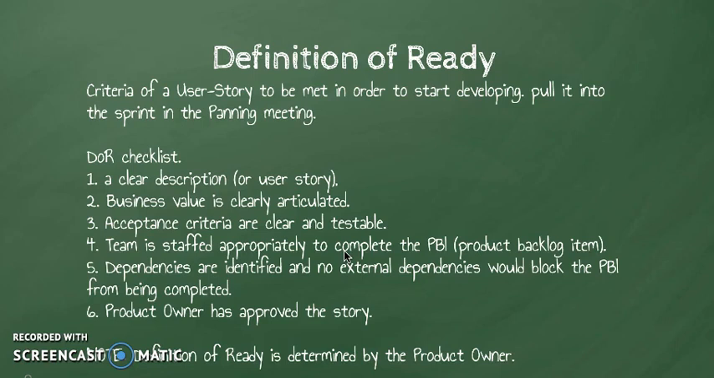The next point, dependencies are identified. There is no external dependency that is a blocker, because if we have some external dependency, we need to resolve it before starting the sprint. Otherwise it's a blocker, we cannot deliver the product on time in that sprint. The next point, a product owner has approved the story, because whatever story is there in the product backlog item must be approved by the product owner. So note the important thing, definition of ready is determined by the product owner.